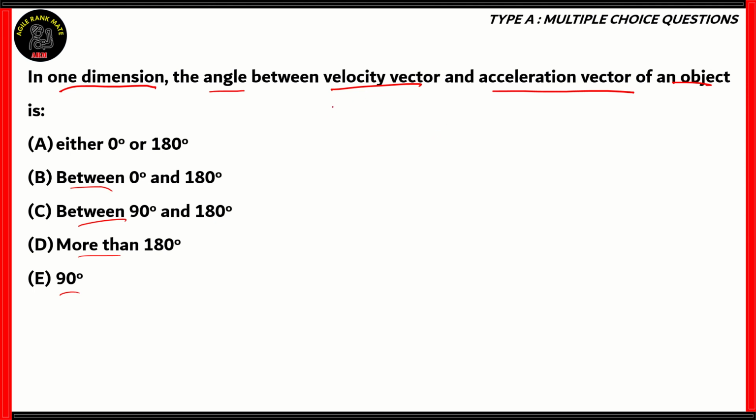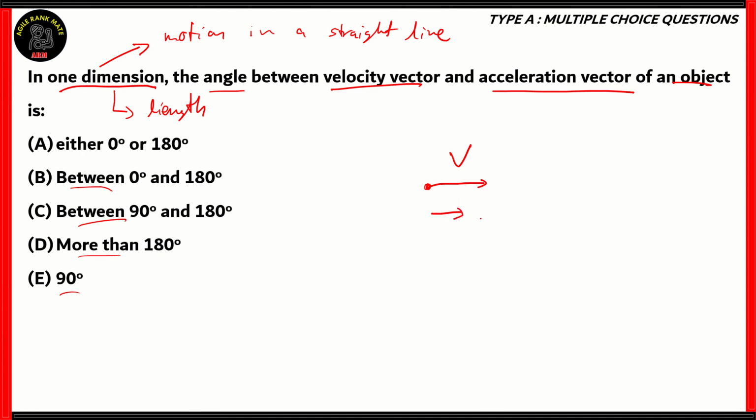Well, the question says at the beginning in one dimension. So here we're dealing with motion in a straight line. So 1D means one particular dimension, which is length. So you have an object, it goes with the velocity v. Now there are two ways that you can accelerate it. You can either speed it up or slow it down.